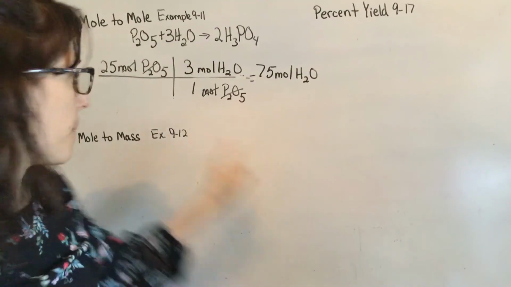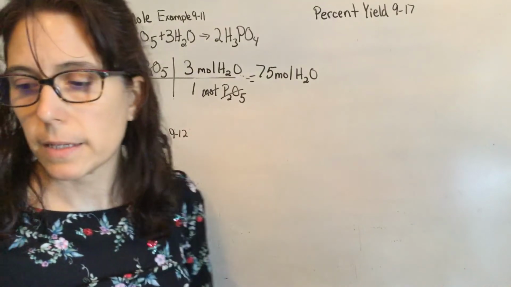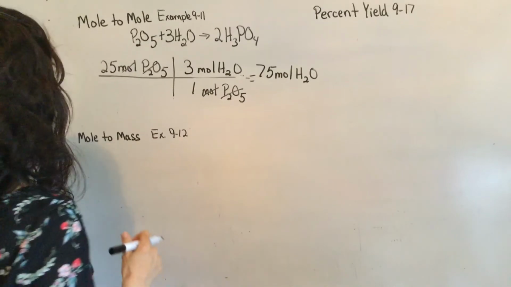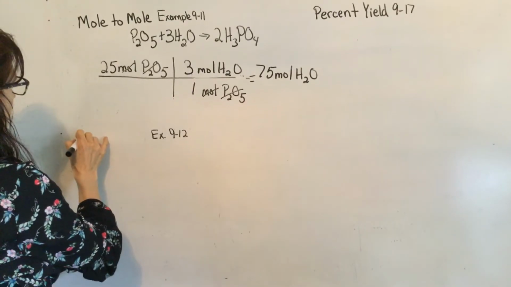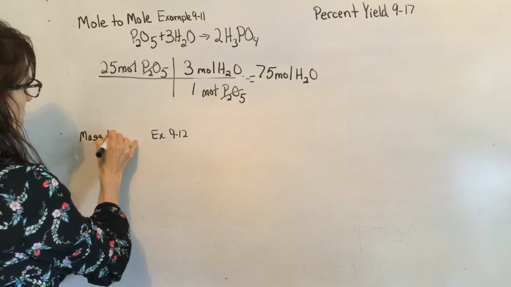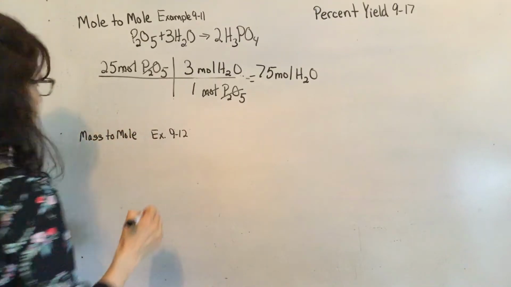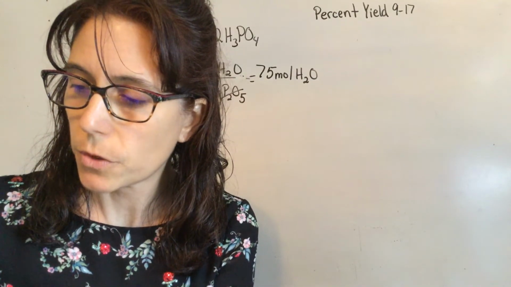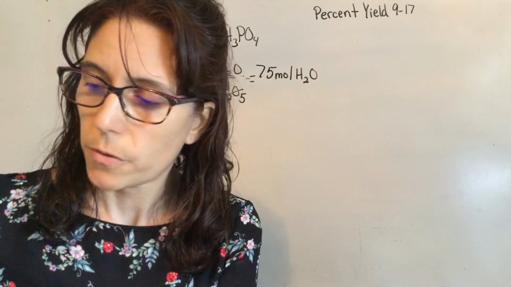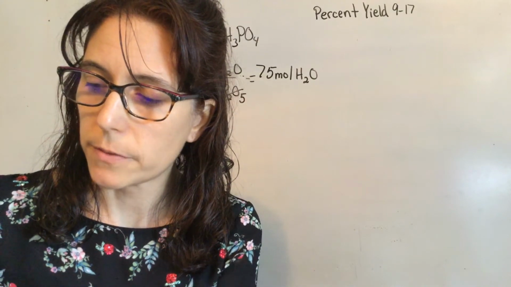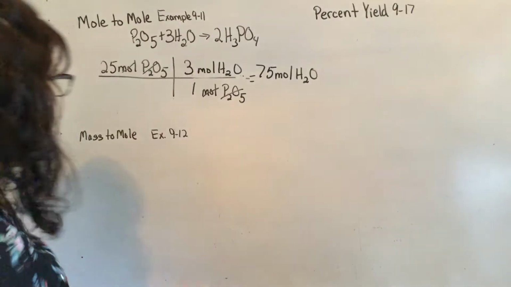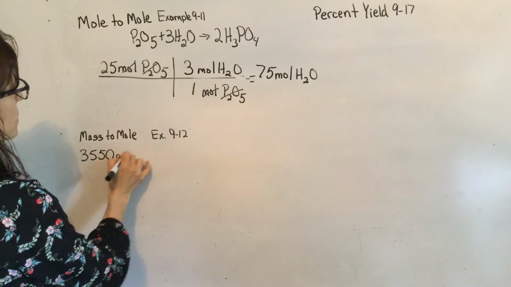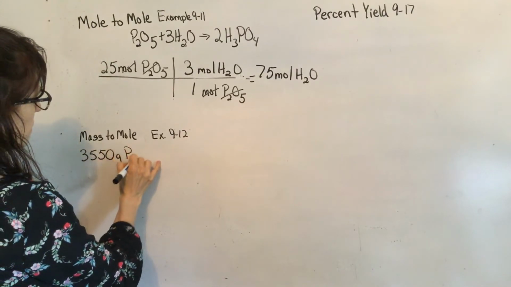Let's go to a mass to mole, or mole to mass. All right, mass to mole, 912. Let's make that mass to mole. All right, so 912 says how many moles of phosphoric acid can be formed from 3,550 grams of diphosphorus pentoxide. So right away we're going to write down the number it gives us. 3,550 grams of P2O5.